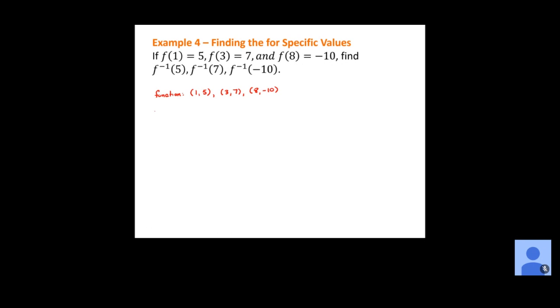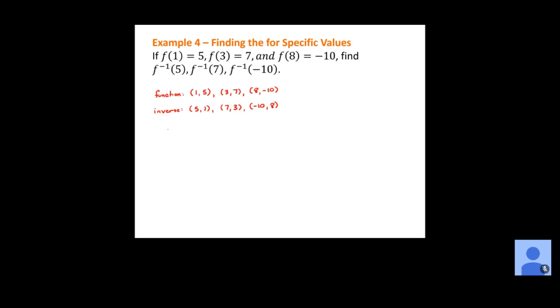So now I know that my inverse must have points at all the points where I switch the x and y values, because my domain and range are going to be switched now, which means the inverse function should have a point at (5, 1), (7, 3), and (-10, 8).